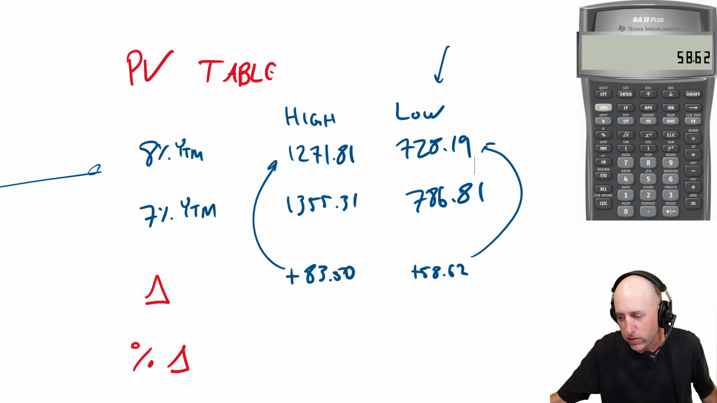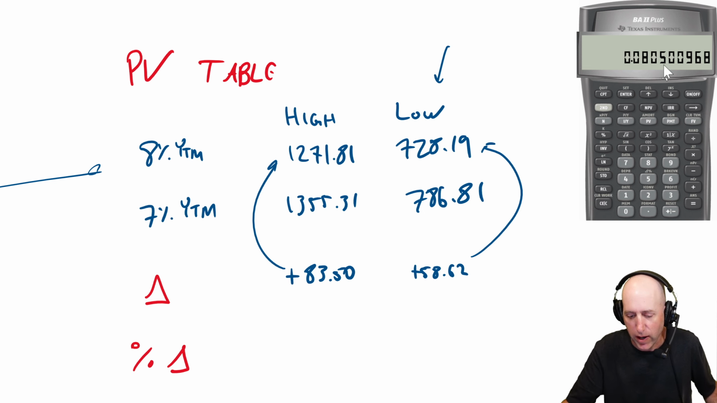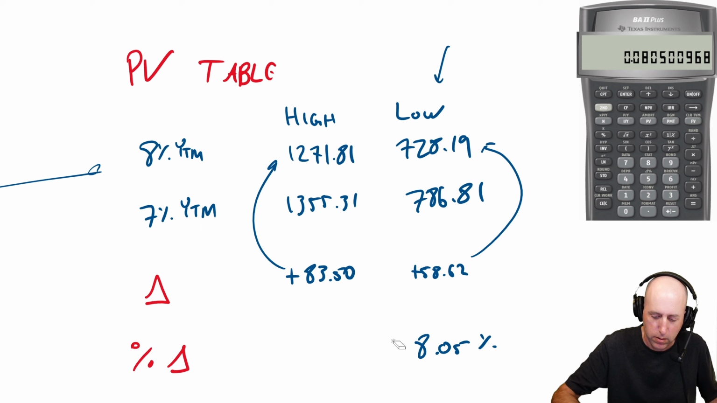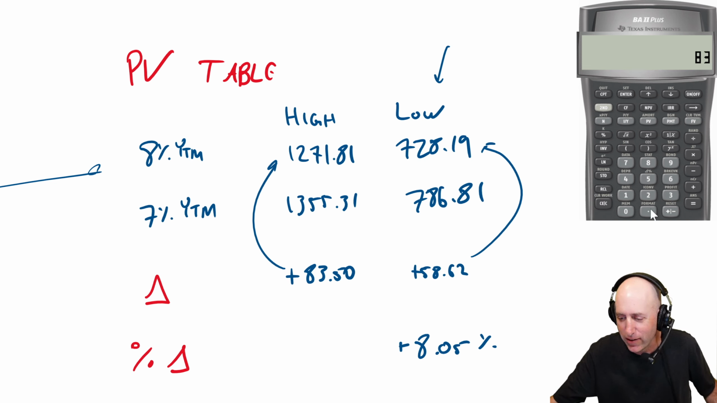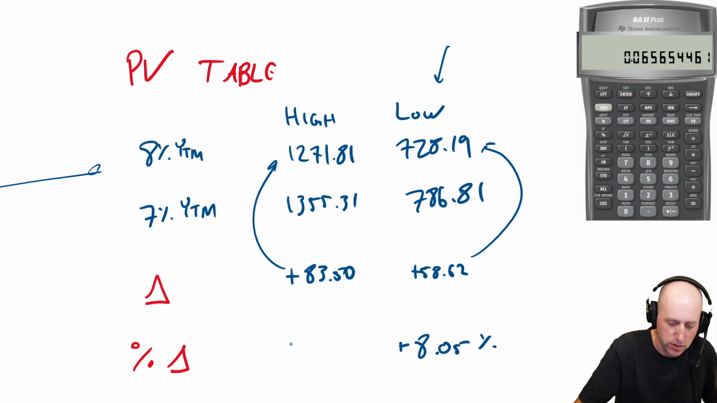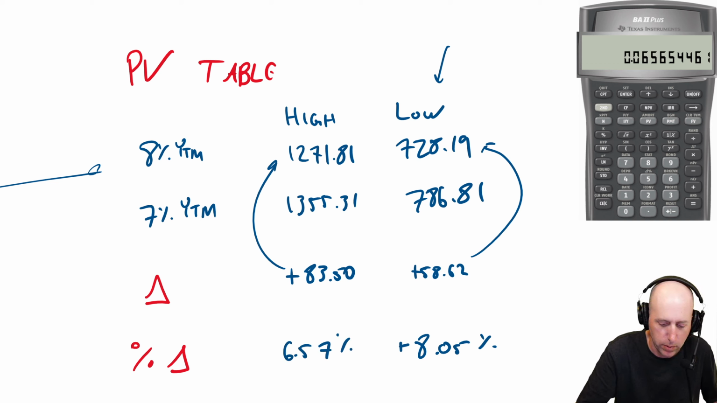I got 58.62 in my calculator. I'll do the one on the right first. 58.62 divided by 728.19. I get 8.05% increase. Plus 83.5 divided by 1271.81. 6.56% or 6.57%, I suppose, and that's an increase.